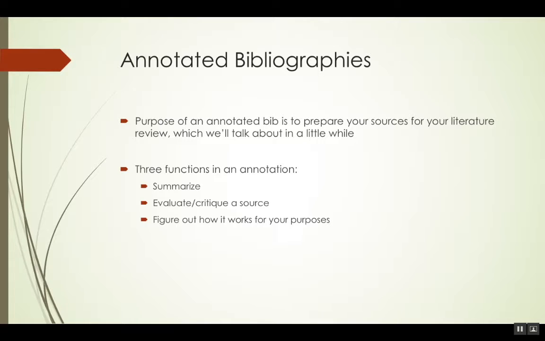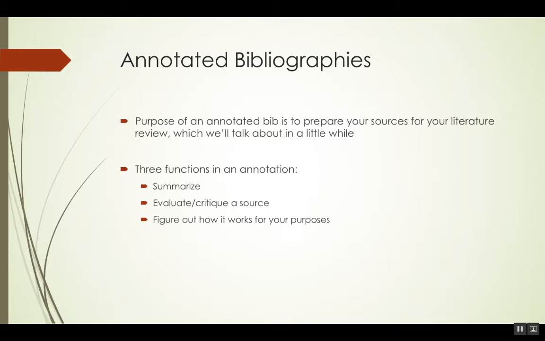The first, you're supposed to briefly summarize the source that you're talking about. The second is you can evaluate and critique the source. So those two parts should sound similar to the article critique that you already did. You can probably make it a little bit shorter for your annotated bibliography. You don't have to be quite as in-depth for those two parts, but the general spirit is the same. And then the third part is you need to figure out how this source works for your purposes. How are you going to use this? Why is it relevant to you? Why is it relevant to your topic?